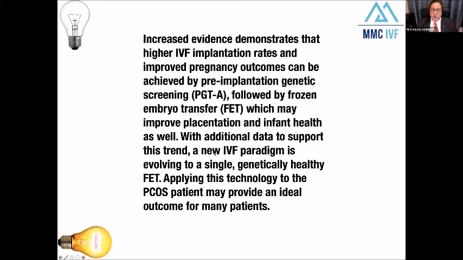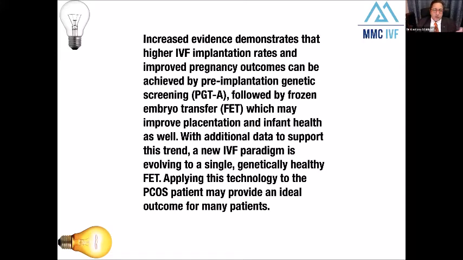And with additional data now coming in the 2020s to support this trend of IVF with pre-implantation genetic screening, a new IVF paradigm is evolving. The days of transferring 2 embryos and 3 embryos and 4 embryos are gone by. They're 20 years old, 25 years old. Today, we just transfer a single genetically screened, genetically healthy baby in a FET.